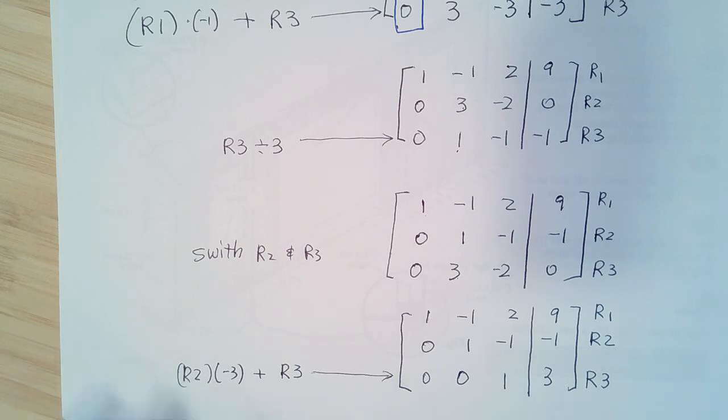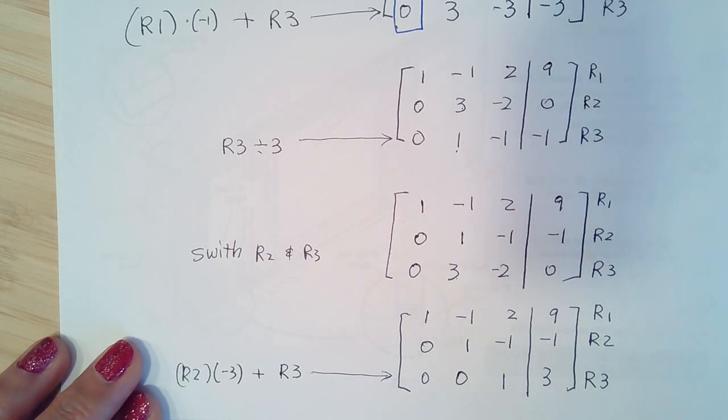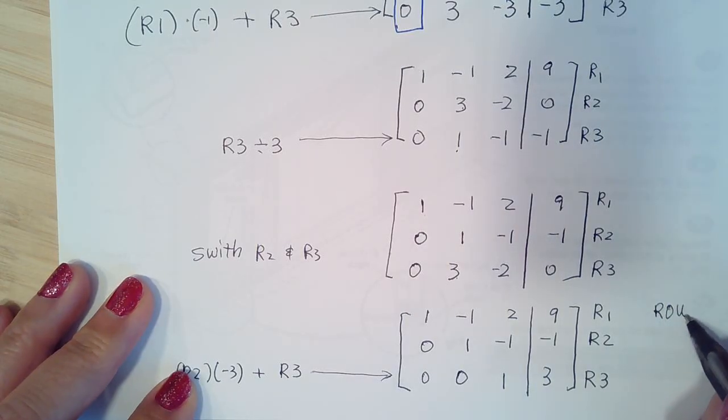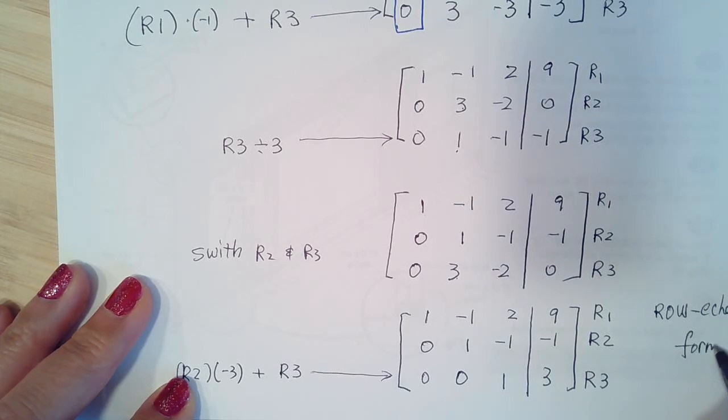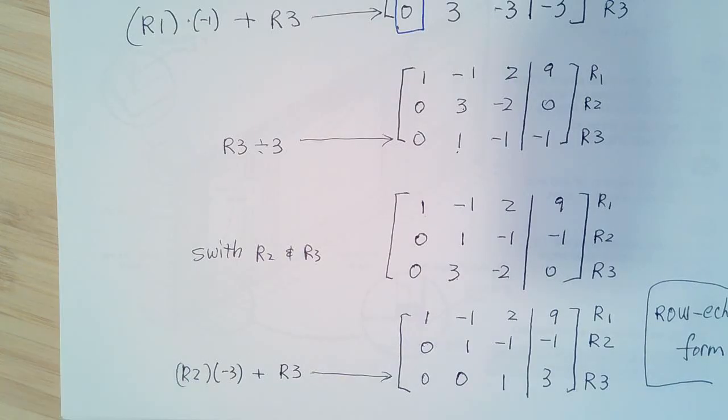First goal is done. Once you go to this step, this is called row echelon form. What you have here is you already have z equals 3. You have y minus z equals negative 1. You have x minus y plus 2z equals 9. That's what you have. So pretty much if you have that here, you're okay to solve the problem.